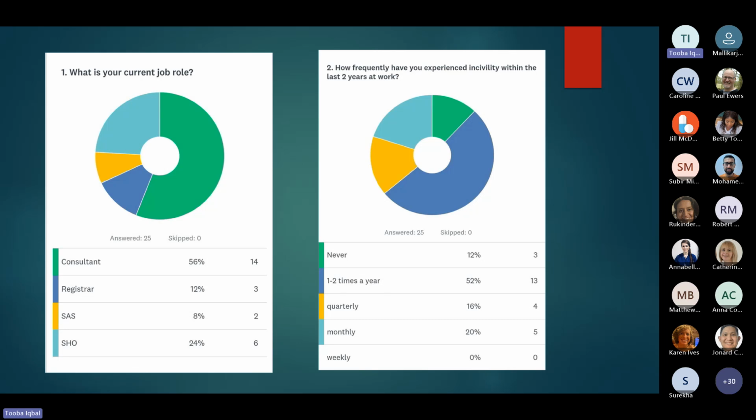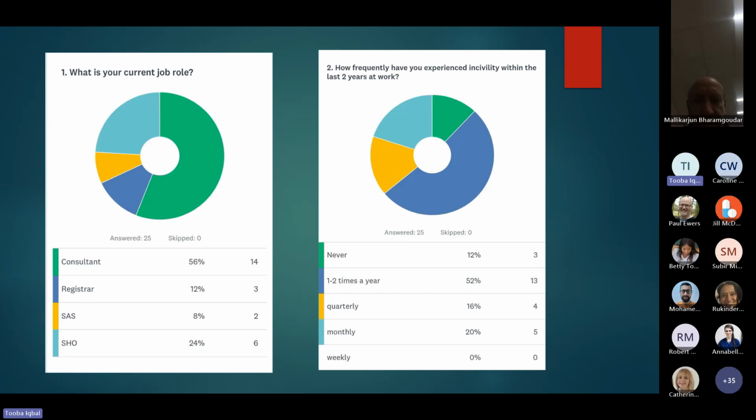We asked people how frequently they had experienced incivility within the last 2 years. Half of the respondents said they had experienced it 1 or 2 times within the last year. Roughly a fifth said they experienced it monthly, and another fifth said they experienced it quarterly. So that is quite a significant number.